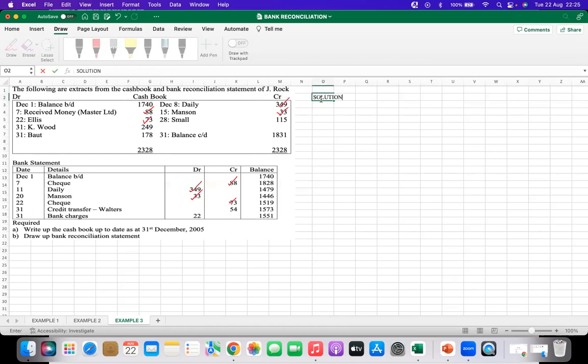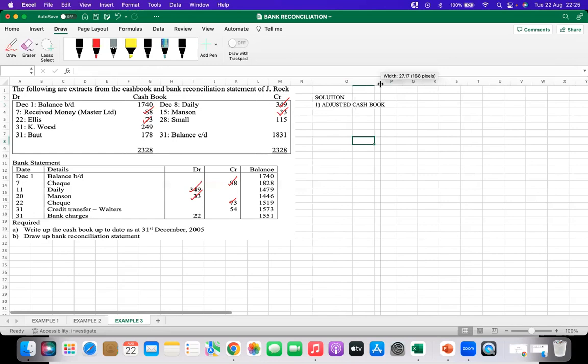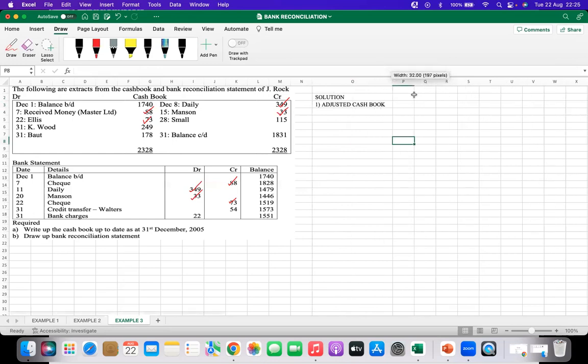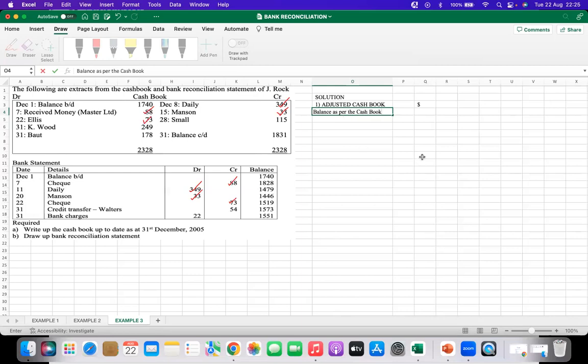Now, once you have marked that, we follow the routine that we know. Solution. We start by number 1, preparing the adjusted cash book. We are working in dollars. Let's start by looking at balance as per the cash book.